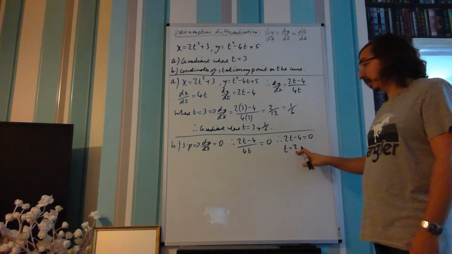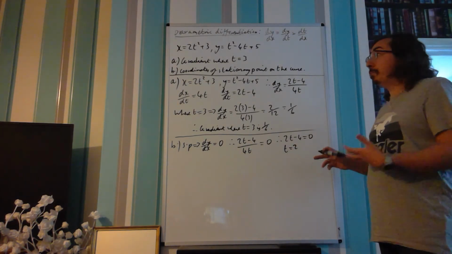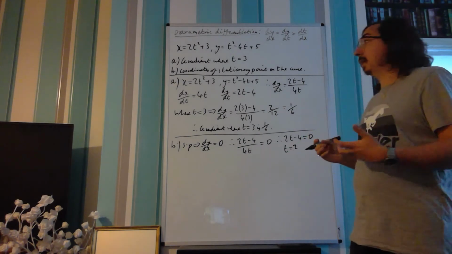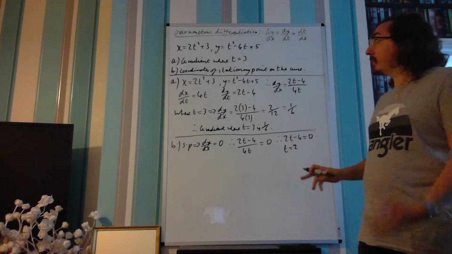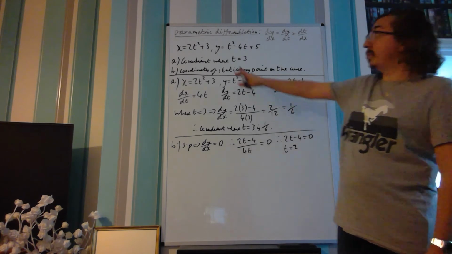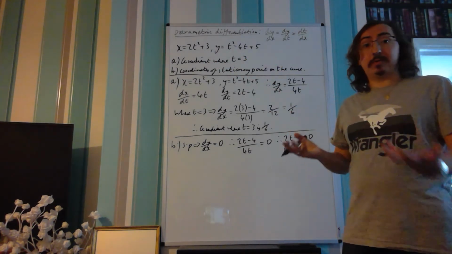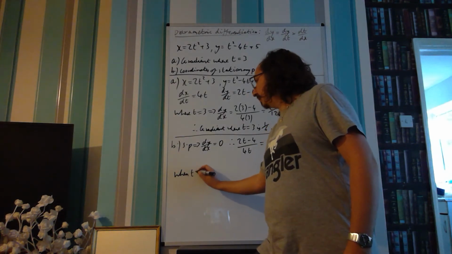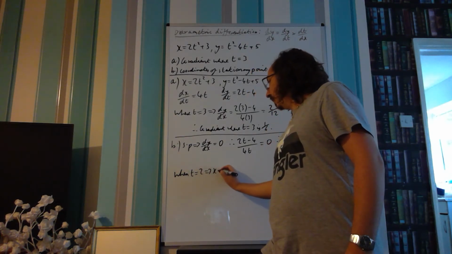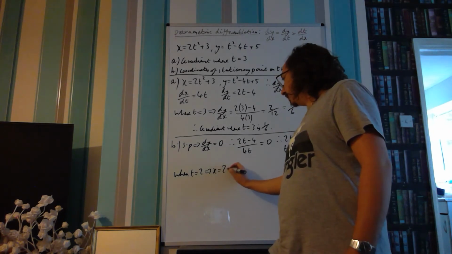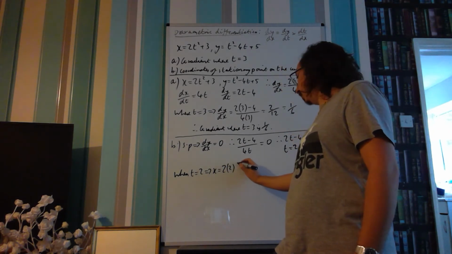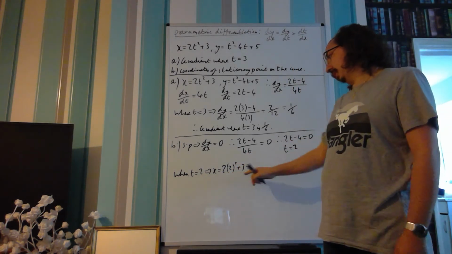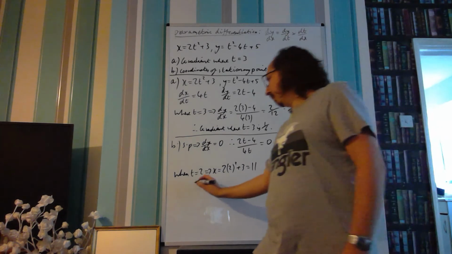So we have ourselves a value for t, which is great, but we are after the coordinates, not the value for t, so we need to get values for x and for y. Well, we have a t value, we have some expressions for x and y, so all we have to do is substitute in. When t is equal to 2, that implies that x is equal to 2 times 2 squared plus 3. 2 squared is 4, times it by 2 is 8, plus 3 is 11.